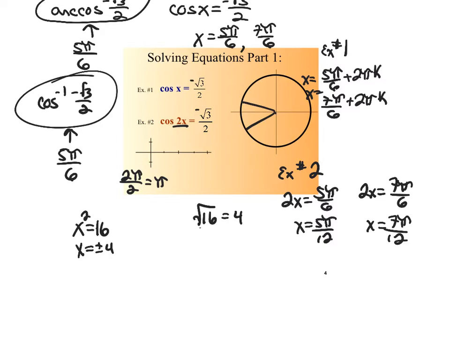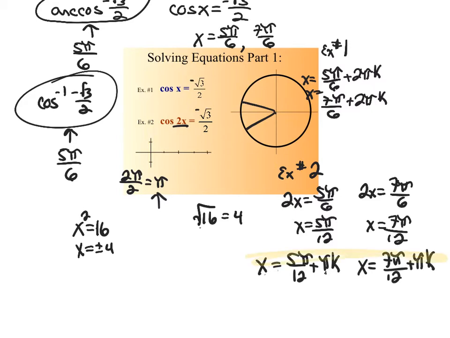So I'm going to rewrite that. x is equal to 5 pi over 12 plus pi k. Notice it's not 2 pi k because our period changed to pi. And then my second answer is 7 pi over 12 plus pi k. The only reason that I'm using this pi k notation is because there is no interval at the top of the question. So I can say there's not just one or two intersections, there's an infinite amount of intersections.